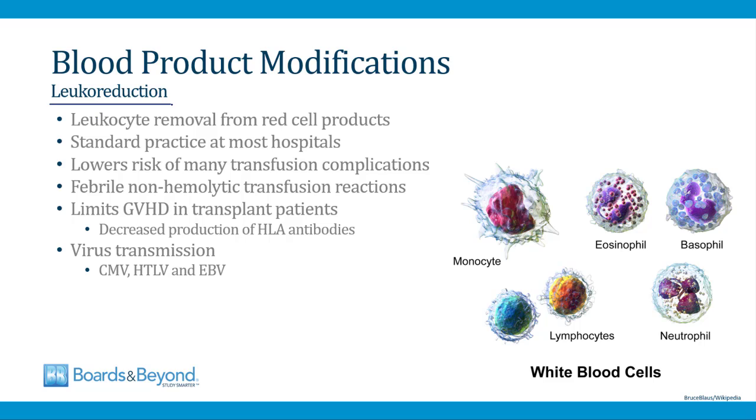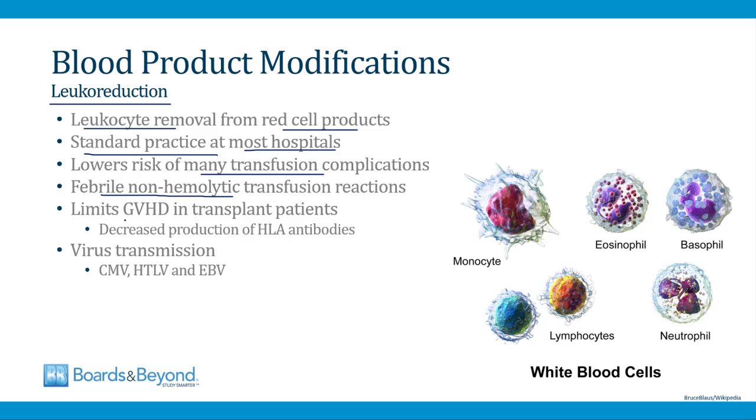As the name implies, this refers to the removal of leukocytes from red cell products. This is standard practice at most hospitals. You don't need to order this, it's automatically done before blood transfusions. The reason this is done is because removing the white cells from red cell products has been shown to lower the risk of many transfusion complications. In particular, it lowers the risk of febrile non-hemolytic transfusion reactions, which we'll talk about later in this video.